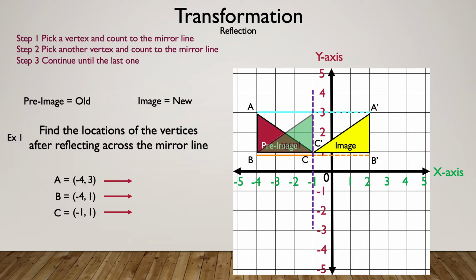So all we're going to do is just slide it over until it overlaps with the image. As you can see, it overlaps, and if we make it darker, you can't even see the yellow image, and so we know we did it correctly. And now let's go ahead and find A prime, B prime, and C prime. A prime is going to be (2, 3), B prime is going to be (2, 1), and C prime is going to be (-1, 1).